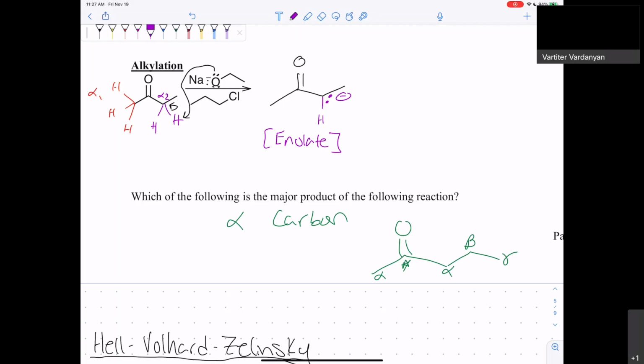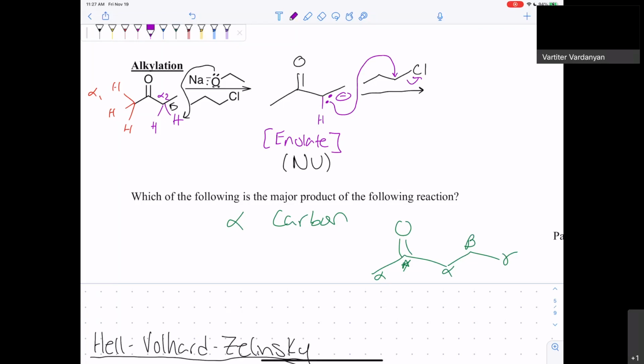All right. Now that we have a negative charge on our carbon, this is going to act like a what? A nucleophile. Now we have the nucleophile. Cool. The electrophile is going to be the alkyl halide. And this is like an SN2 reaction at this point. So we're going to go in, attack, and kick off the leaving group, which is cool.